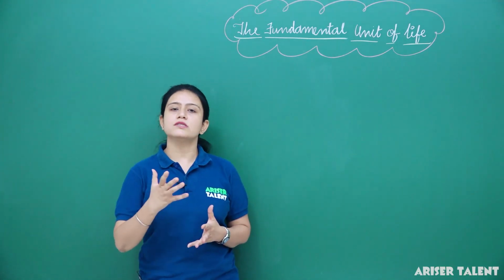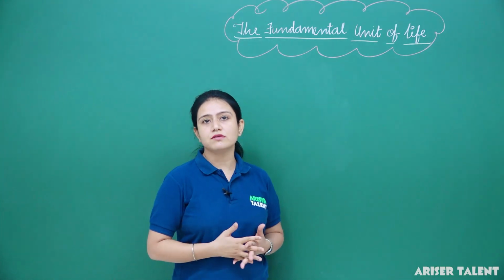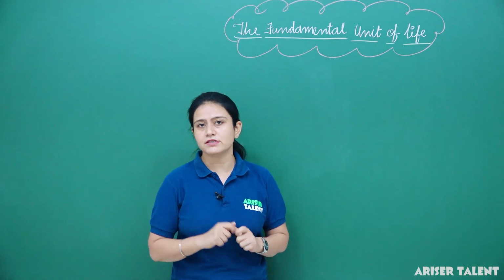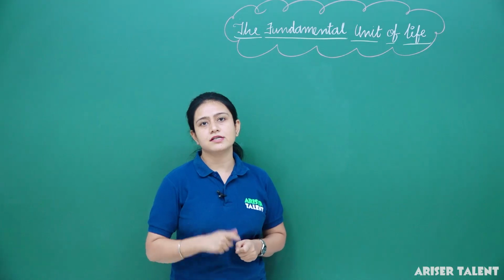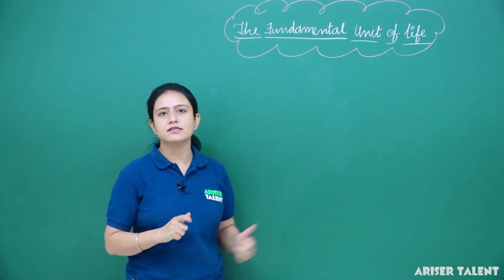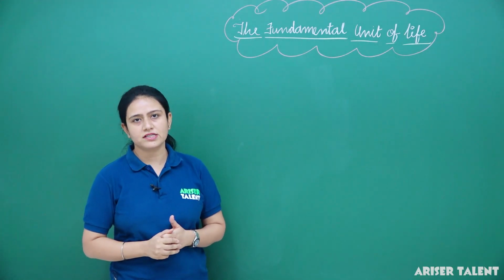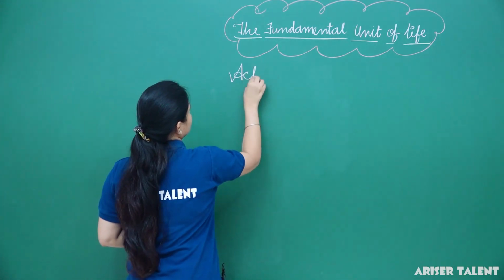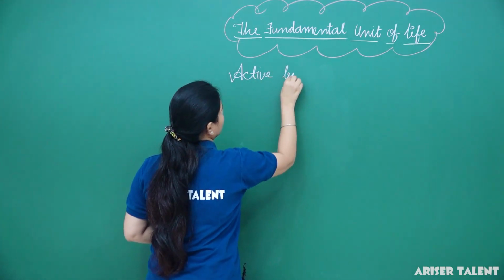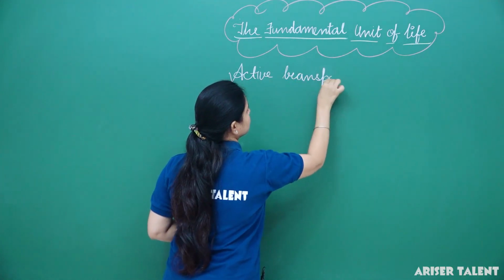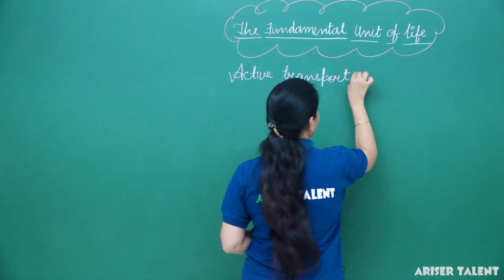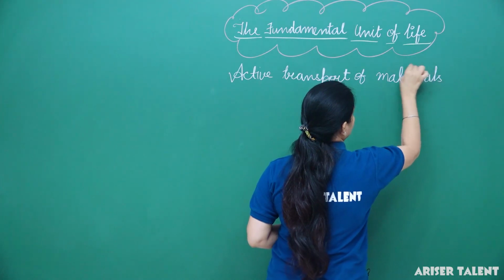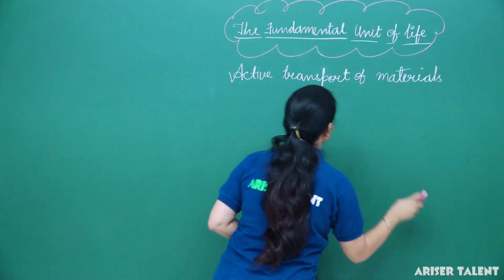In that I told you what is plasma membrane, what is the structure of plasma membrane, and then I told you the transport of materials, how the transport of materials takes place, in which we have already discussed the passive transport. Now we will discuss the next method, that is active transport. So here we go. Today we will discuss the active transport of materials. Okay. So what is active transport?